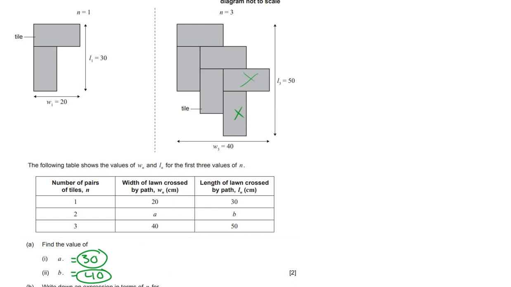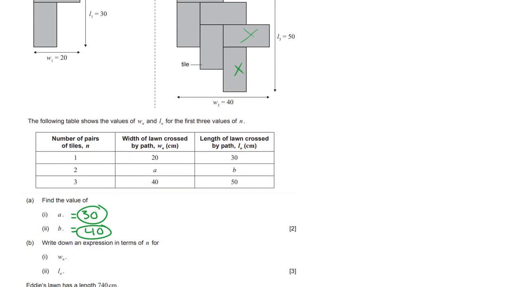Okay, moving on to part B. Write down an expression in terms of n for Wn and Ln. So what we've got, really a couple different ways you can look at this. You can actually come up with the arithmetic sequence for this if you want. You can use that formula, or you can simply say, well, let's see, we started with 20, this one's 30, this one's 40. It's just what we wrote down here, right? So the width is going to end up being here. We've got with 1.